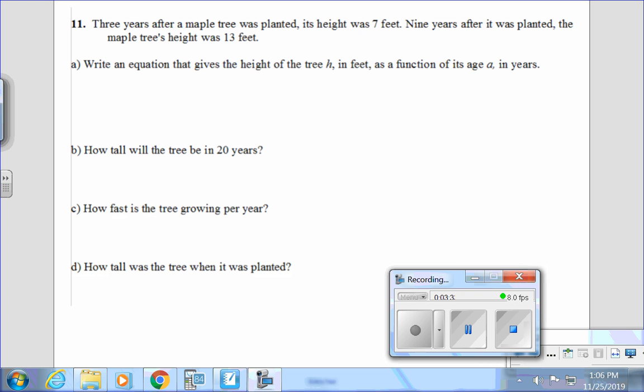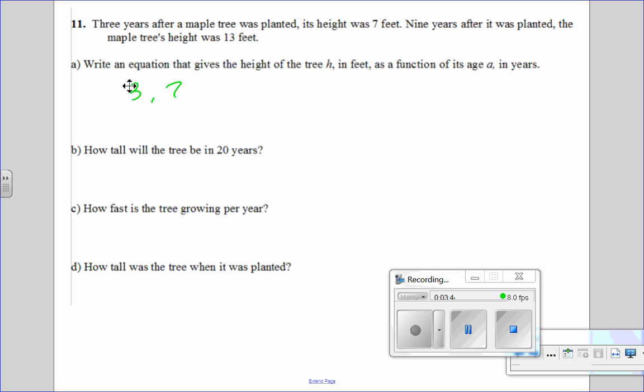Three years after a maple tree was planted, its height was 7 feet. Stop. How can we use that information? That's a coordinate. I heard somebody say it. That's a coordinate, 3, 7. 9 years after it was planted, the tree's height was 13. Stop. How can we use that information? Coordinate. All right, go ahead and find the slope of those coordinates for me.